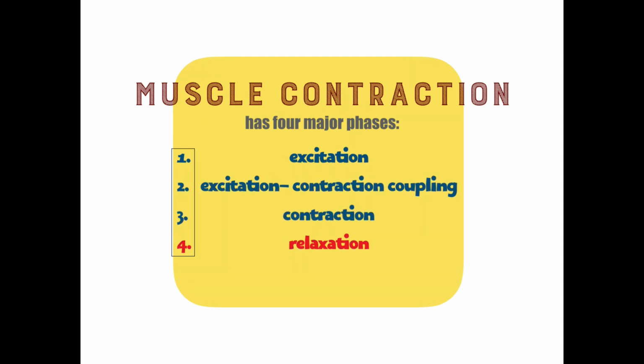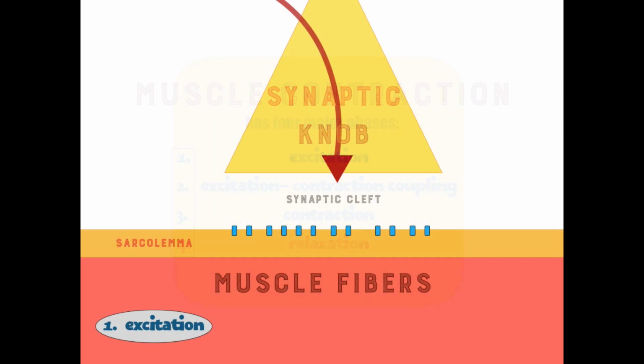I'll be breaking each one of these up into separate steps. That is, each phase will have separate steps. As I mentioned, there are essentially 5 steps to this, and the first one that we're looking at here, again, is excitation.